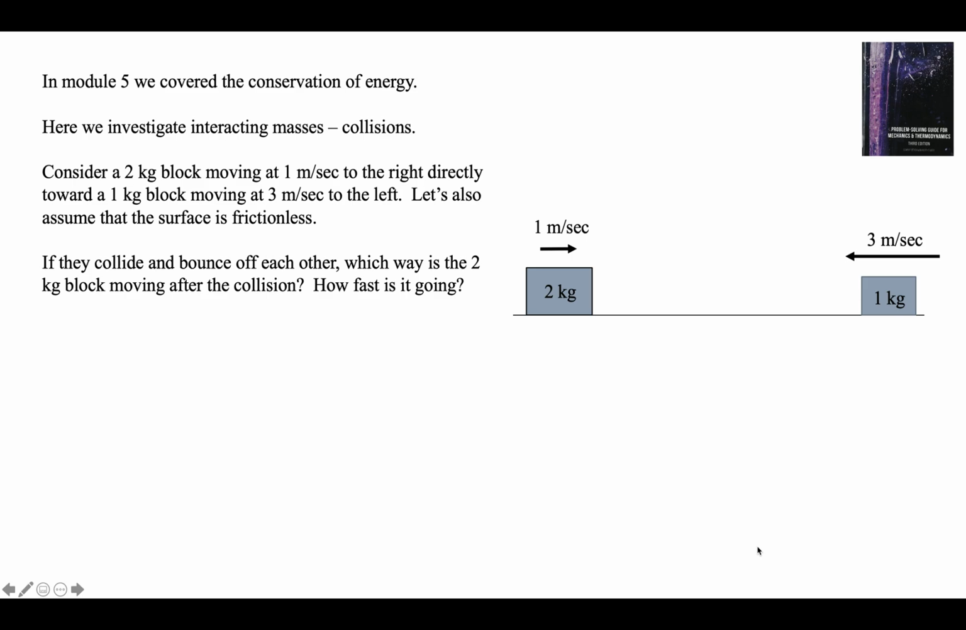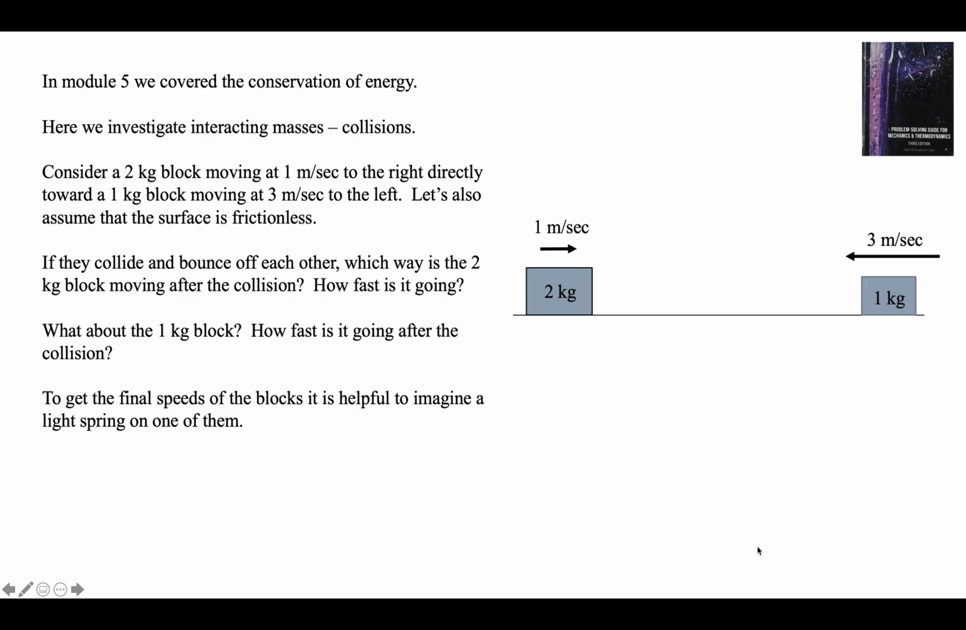Which way is the 2 kilogram mass moving after the collision? How fast is it going? What about the 1 kilogram mass? What is it doing? For this, we need conservation of momentum. To get the final speeds of the blocks, let's imagine a spring on one of them.